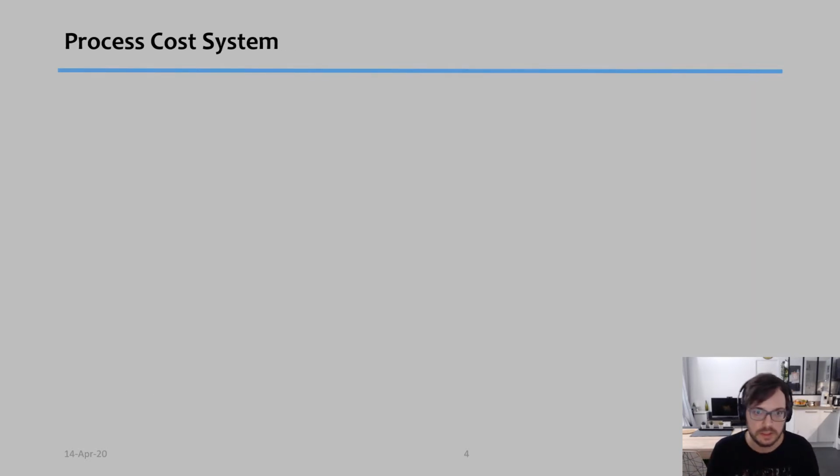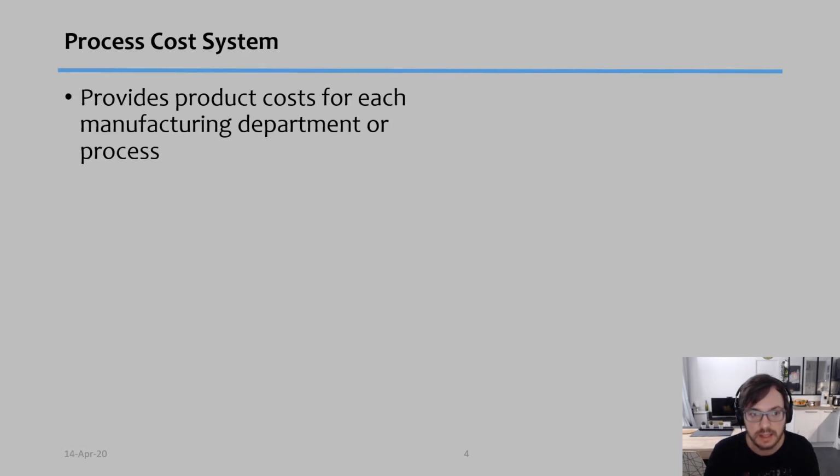Now, the process cost system is the other method. In this method, it also provides us the product costs for each manufacturing department or for each process. Here, instead of dividing our costs by the jobs, we are actually going to divide them by the departments that work on our product. Why? Because in the process cost system, we are producing a uniform product, which is always very similar to the previous one. So therefore, they are indistinguishable.